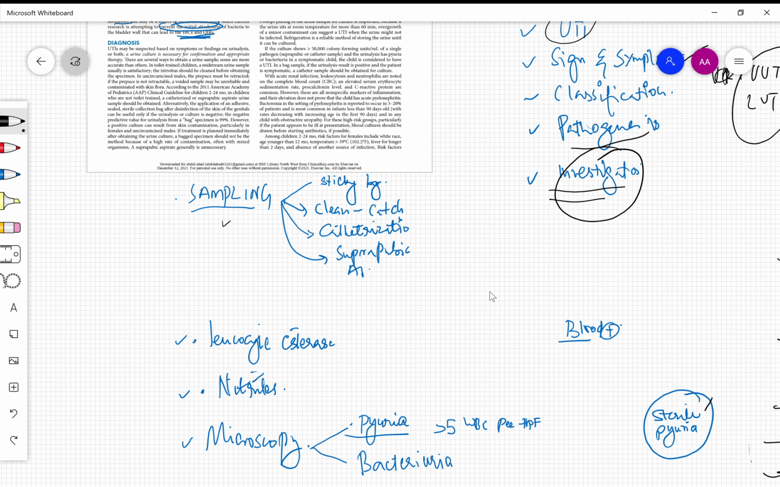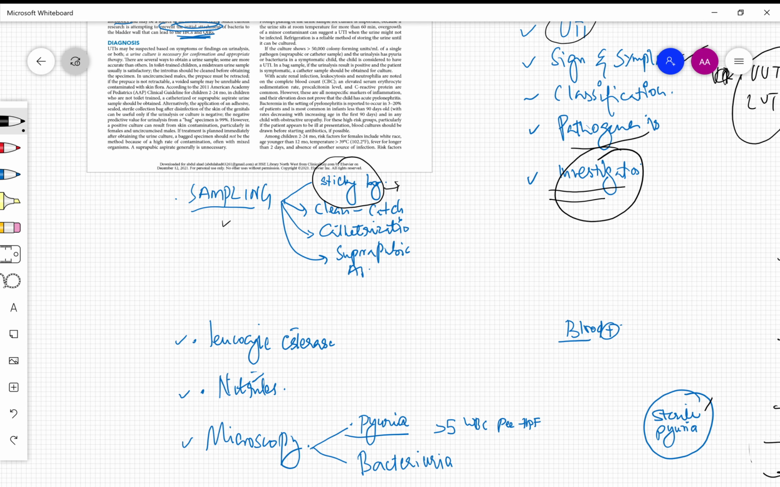Normally, when a child presents to us in the ED, we apply a sticky bag. The sticky bag is important to know about because there is a high chance of contamination. But if we perform a dipstick on it and we get a negative result, the negative predictive value is very high. It is almost 99%. So if the dipstick on the sticky bag is negative, UTI is almost ruled out.